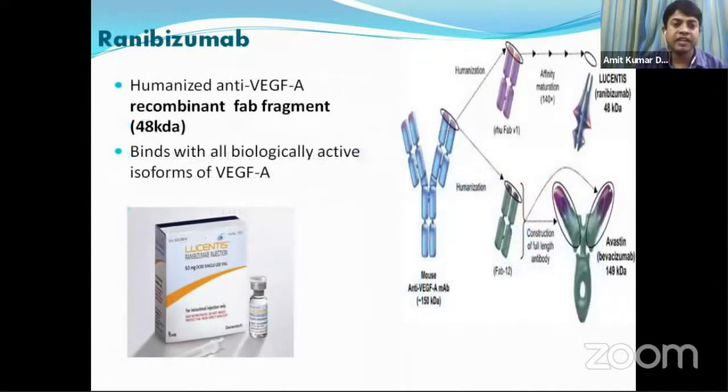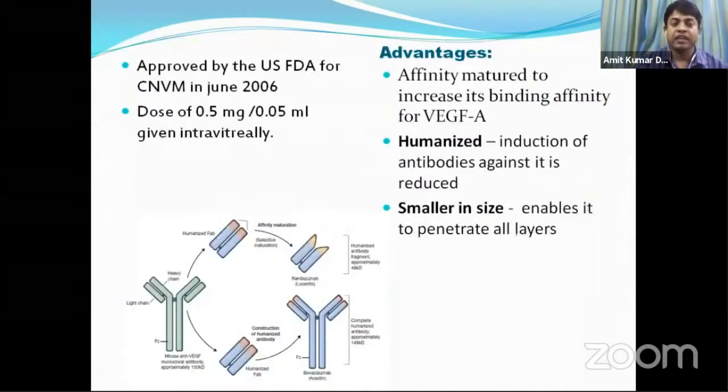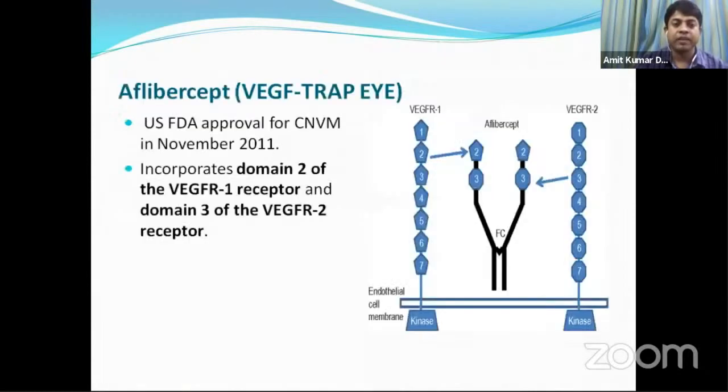Coming to the next drug, ranibizumab. It's a recombinant Fab fragment, and it binds all biologically active isoforms of VEGF-A. The advantages of ranibizumab over bevacizumab: it is affinity matured, so it has increased binding for VEGF-A. Also, it is humanized, and the induction of antibodies against it is reduced as compared to bevacizumab. It's smaller in size, so it helps to penetrate all retinal layers. It was FDA approved in 2006 for CNVM, and the dose is 0.5 milligram in 0.05 ml.